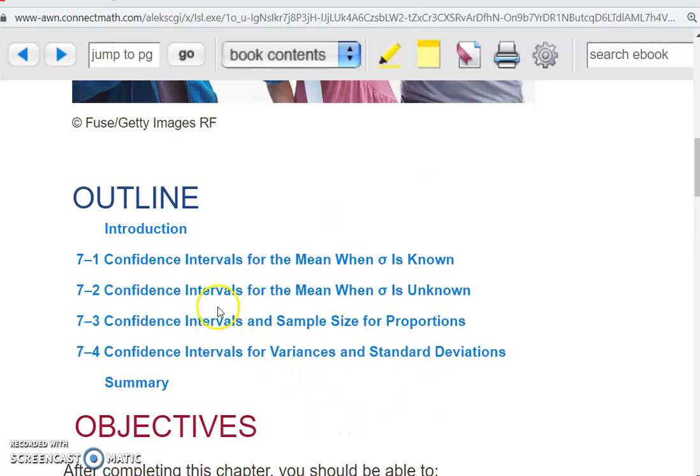In the new section 7-2, we're talking about basically the same thing, the confidence intervals for the mean. However, in this section, we do not assume that we know what sigma is. So we say that sigma is unknown. So we're going to have to approach this in a slightly different manner.